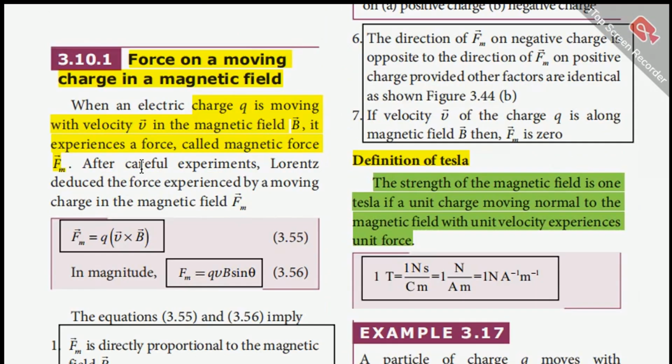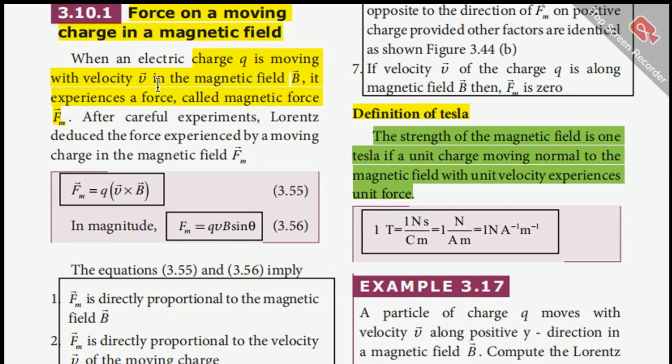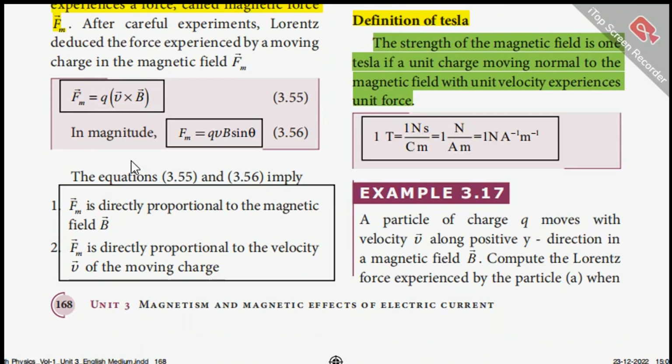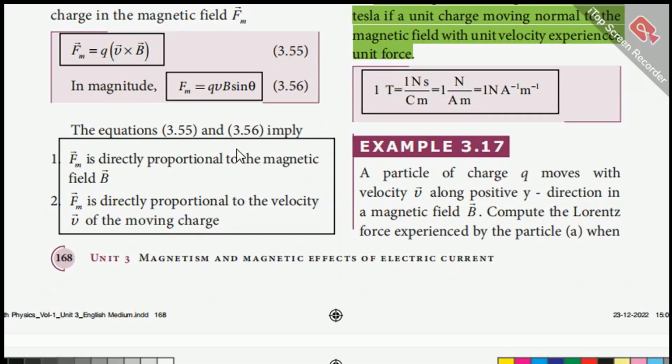Force on a moving charge in a magnetic field. When an electric charge Q is moving with velocity v in a magnetic field B, it experiences a force called magnetic force, Fm. After careful experiments, Lorentz deduced the force experienced by a moving charge in a magnetic field. The expression is given by Fm = Q (v × B), and in magnitude, this is given by Fm = QvB sin θ. These equations imply the following points.